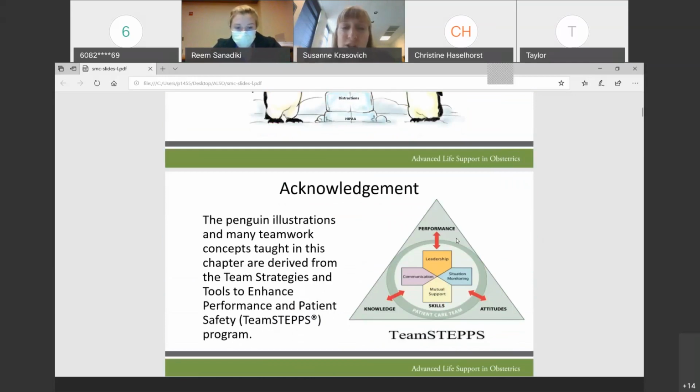So this illustration and a lot of the concepts that we're talking about in this chapter are actually derived from the Team Strategies and Tools to Enhance Performance and Patient Safety, otherwise known as TeamSTEPPS. And that's simply a program that deals with communication and safety.